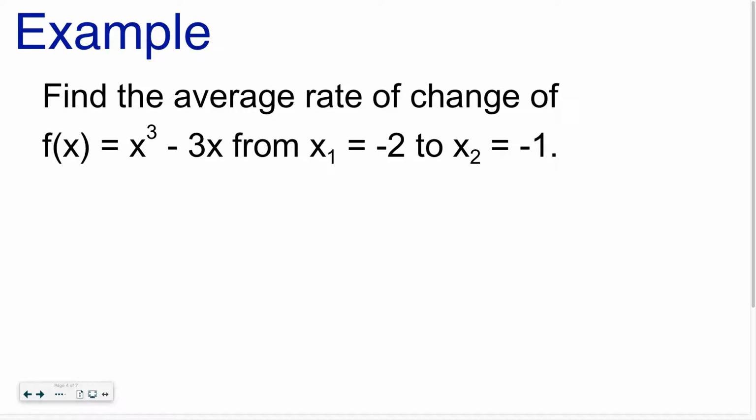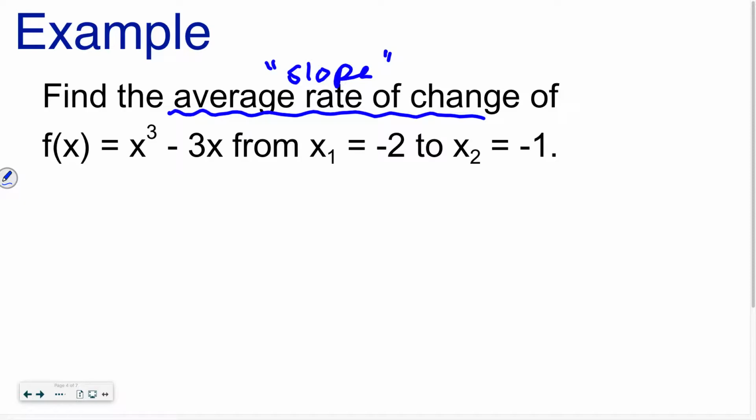Okay, find the average rate of change for this function from x sub 1 equals negative 2 to x sub 2 equals negative 1. In setting yourself up for success in this class, as you're taking quizzes and tests, you have to be able to read the directions and know what it's asking. So when you see find the average rate of change, I'm hoping you think about slope.